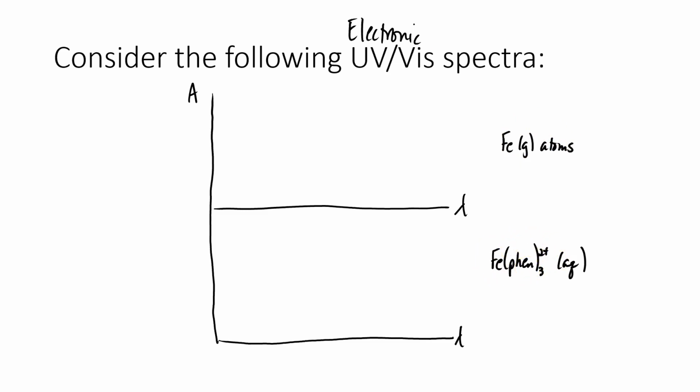And to remind ourselves that we're doing electronic spectroscopy in the UV visible region, remember the UV goes from 200 to about 400 nanometers, and the visible goes from 400 to about 800 nanometers. What would the absorbance spectrum of a gaseous iron atom look like? Well, I'm just sketching it here, but here's an example.